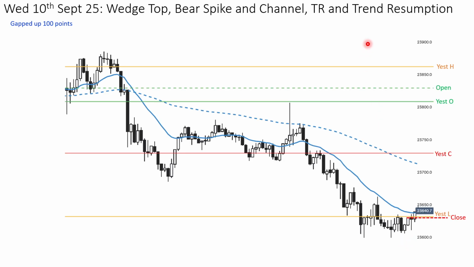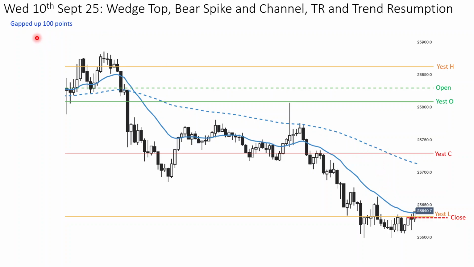So starting off on the day, each day I always have the prior day's high, open, close and low marked on my chart, and obviously then have the open as the dashed green line. Also have the 60-minute EMA as the dashed blue line and the 5-minute EMA as the 5-minute blue line.